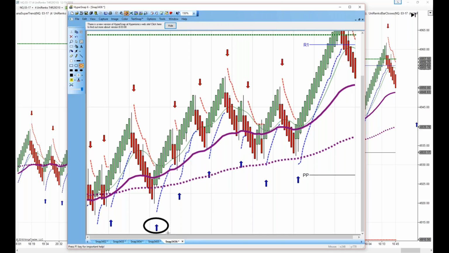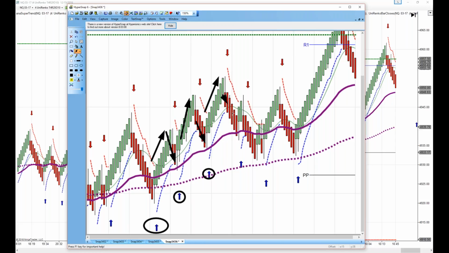Down here we had a blue arrow with a little ride upward. Okay, you would have got 10 to 12 ticks. Small move. Retracement down, looking for another blue arrow. We got one. Would have rode this up a little bit. Retracement back down. Blue arrow. Again, a little bit better move up.